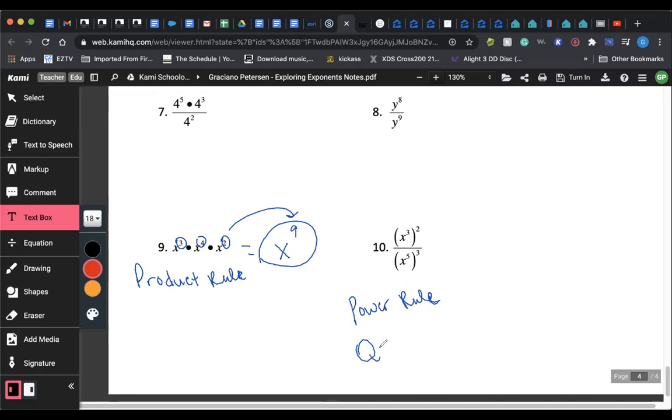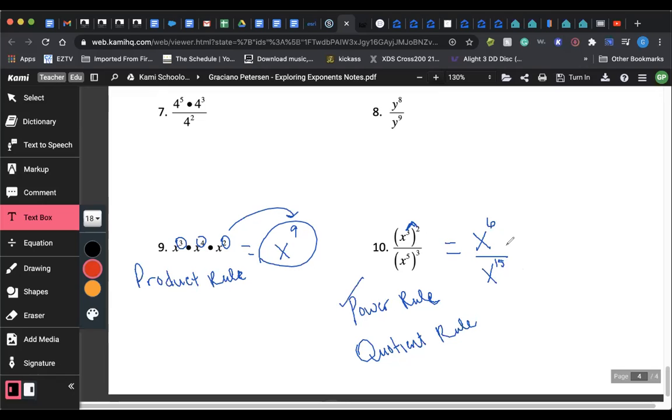So we're going to do 2 steps to solve this one. Number 10, we have to do the power rule and then the quotient rule. We're going to apply the power rule first. What does that mean? What are we going to do with these exponents? Keep the base, multiply the exponents together. Very good. So it's x to the 3 times 2, which gives me 6, and then 5 times 3, which is 15. So we applied the power rule.